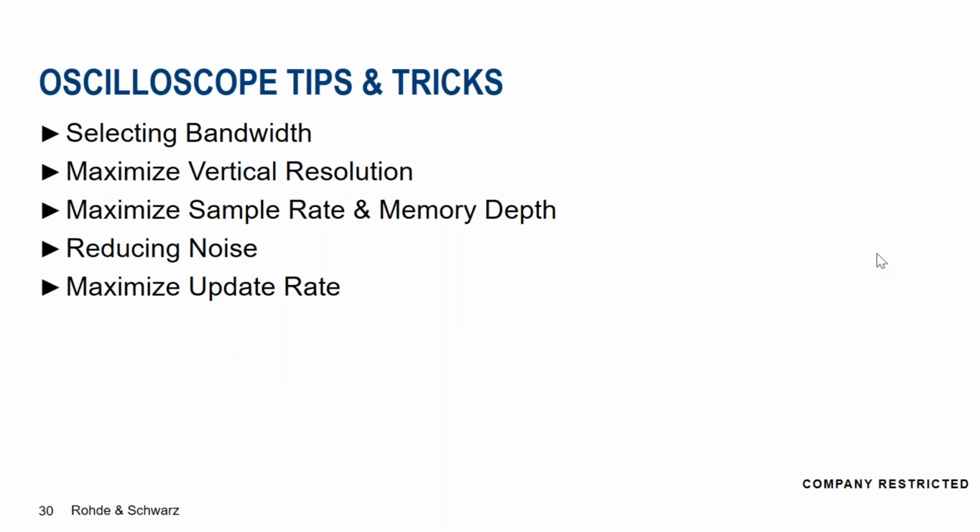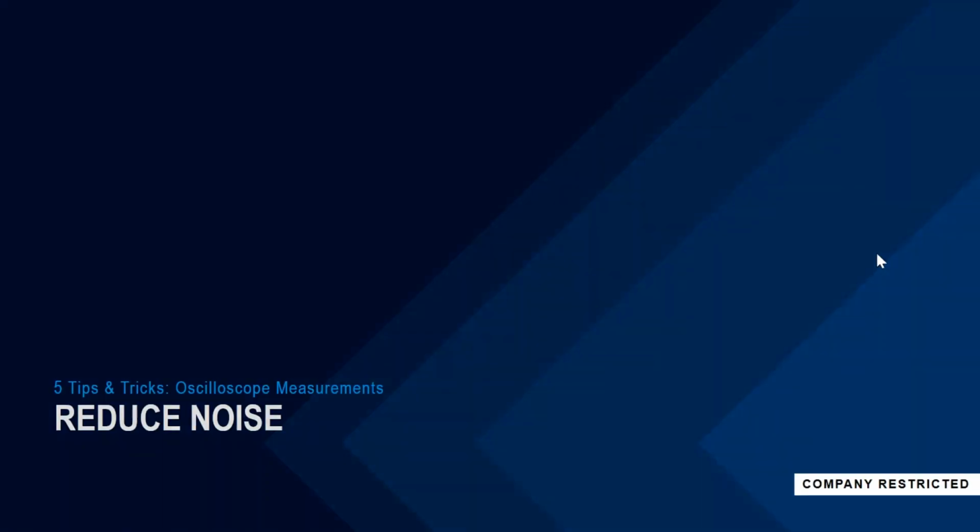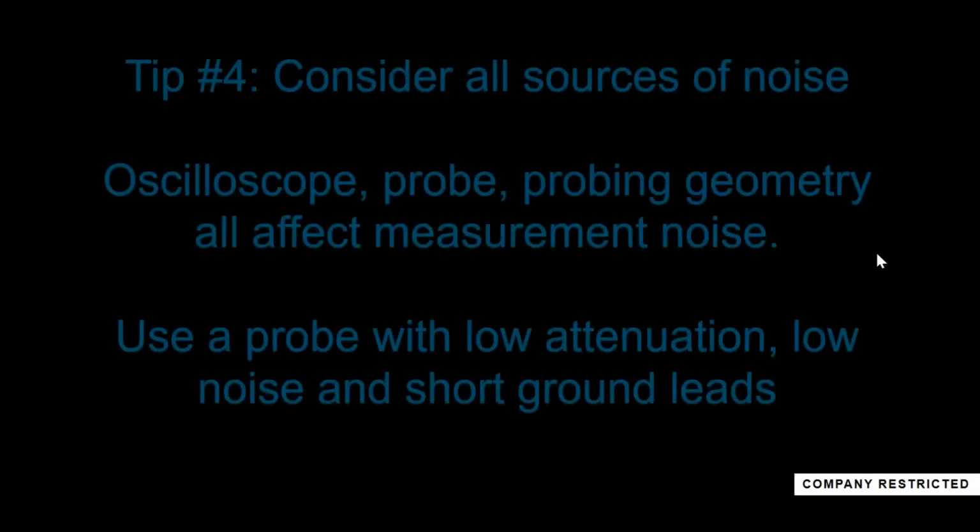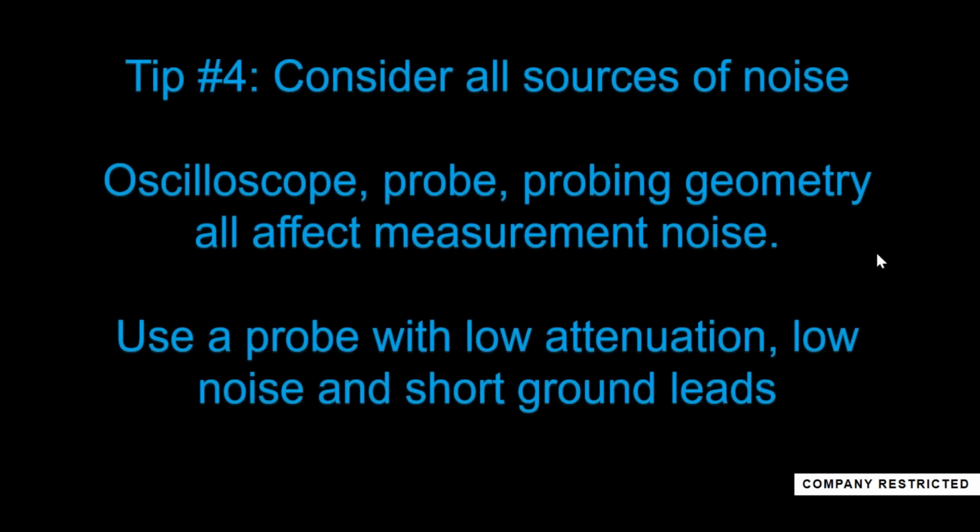So this is reducing noise. Tip number 4 is consider all sources of noise. You can go down the rabbit hole of this pretty quickly, but a good place to start is the oscilloscope, the probe, and the probing geometry. All of these things affect the measurement noise. A good tip is to use a low attenuation, low noise probe with short ground leads.